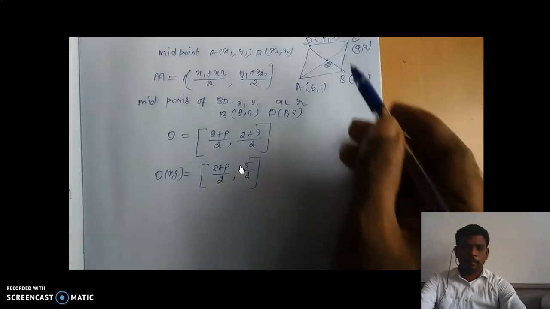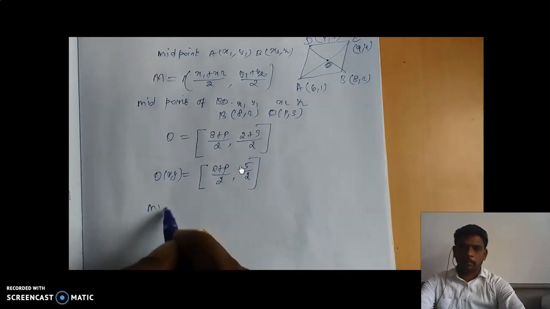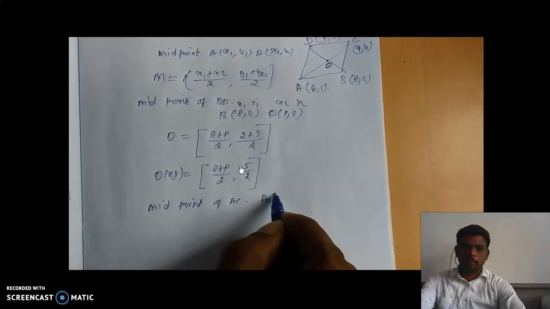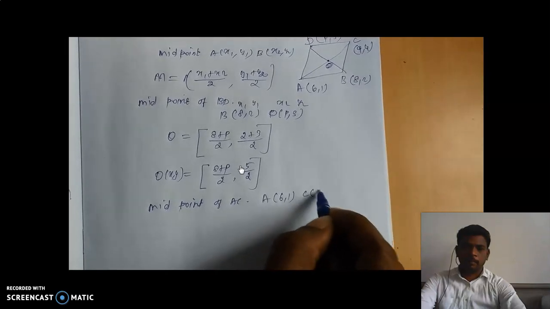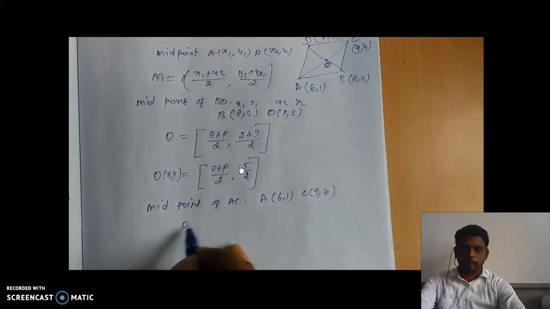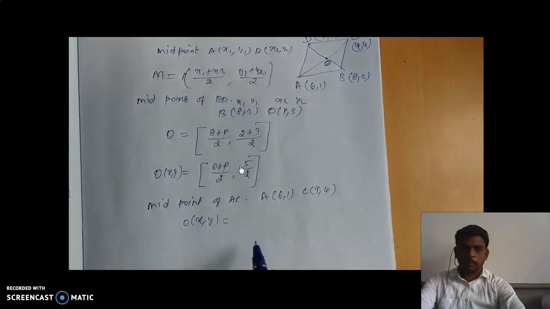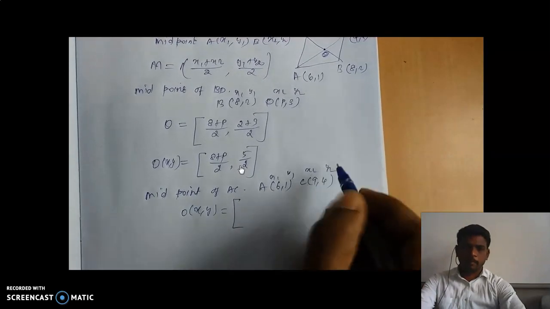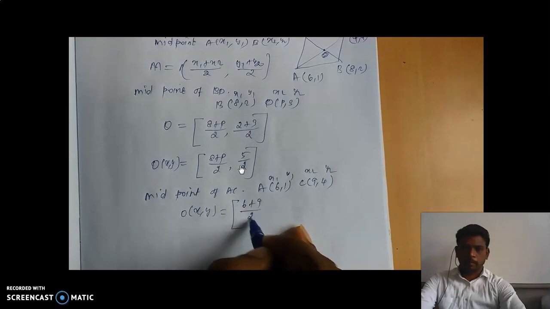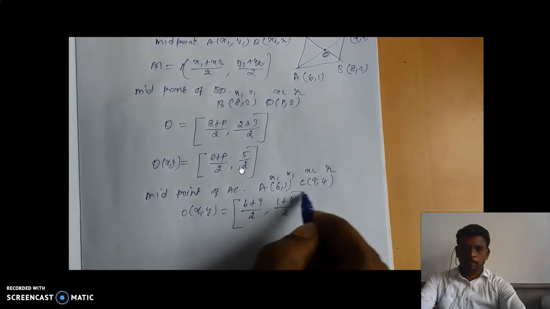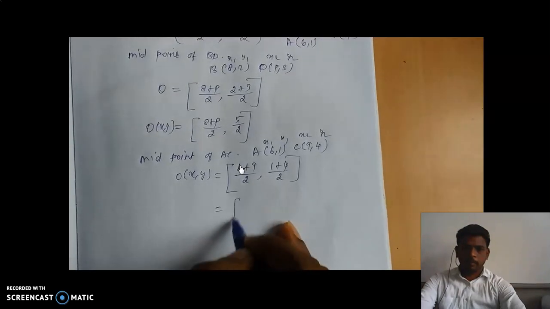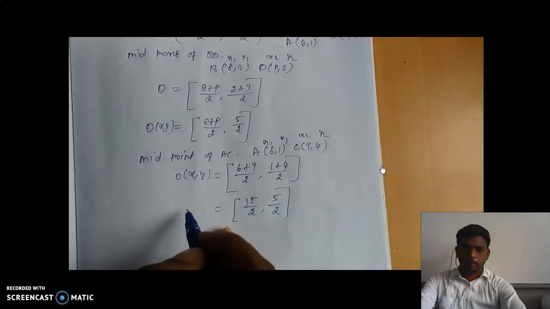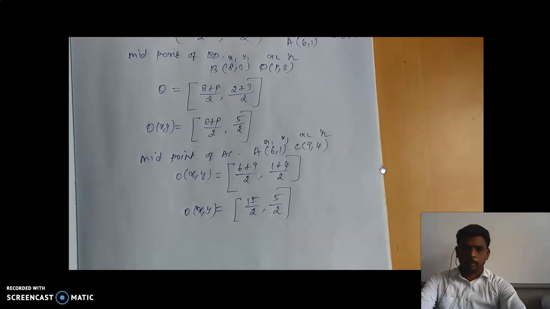Next we are going to find out the midpoint of this diagonal AC. So A is 6, 1 and C is 9, 4. The midpoint here is also the same O, because they have the same midpoint. So O equal to, again x1, y1, x2, y2, so 6 plus 9 by 2, 1 plus 4 by 2. Now simplify this. So equal to 15 by 2, 5 by 2. It is not possible to divide, so keep as it is. That is the value of the midpoint of the line segment AC.